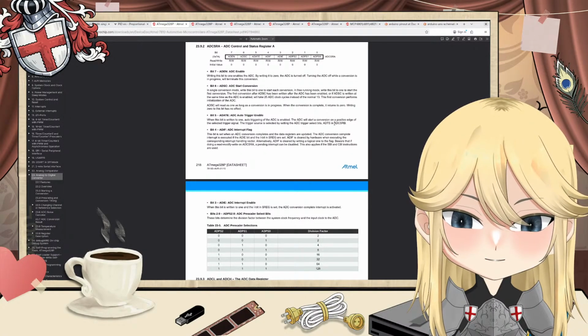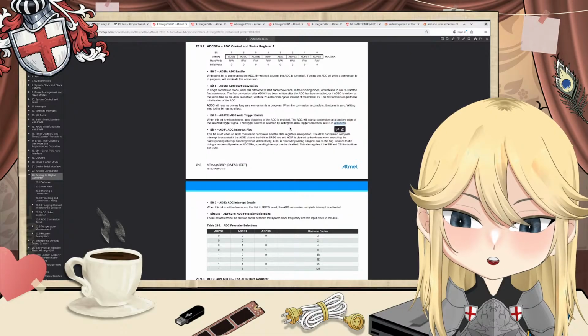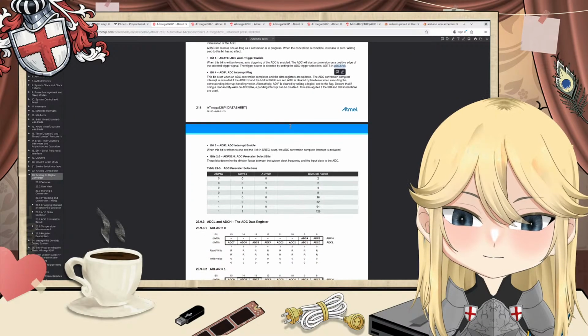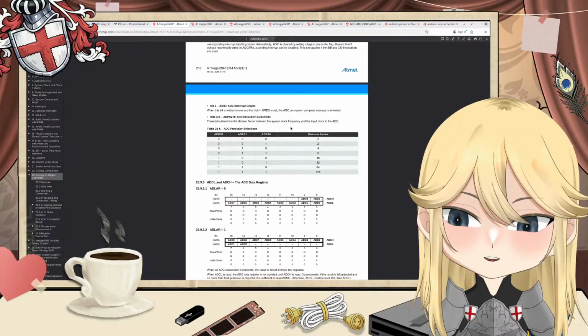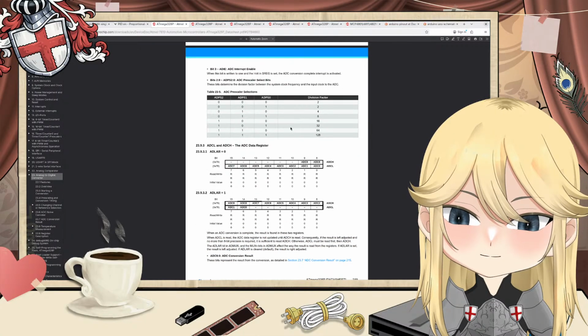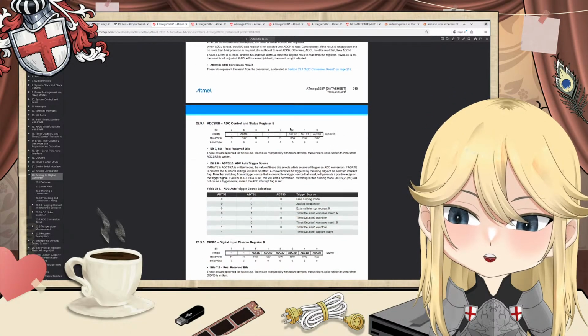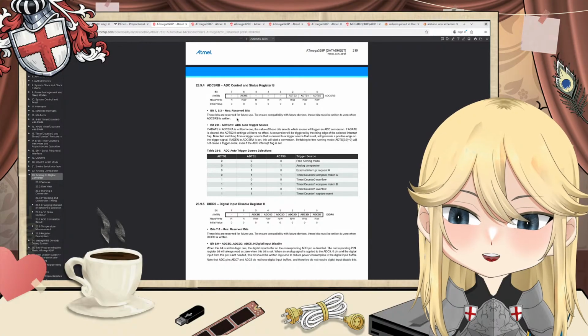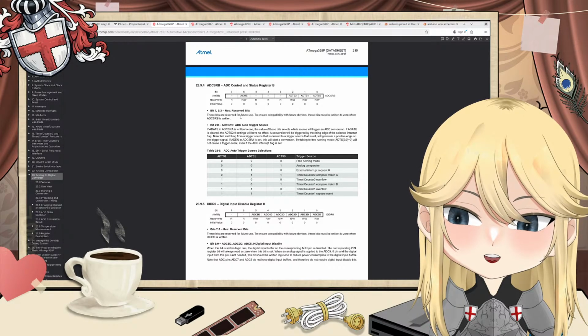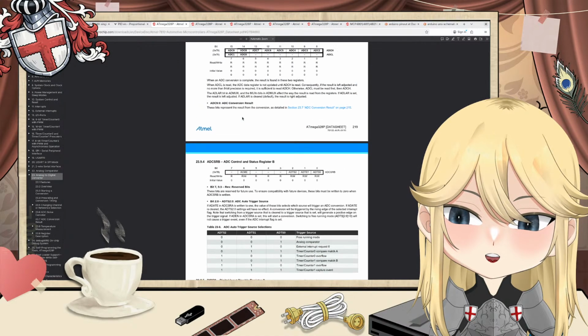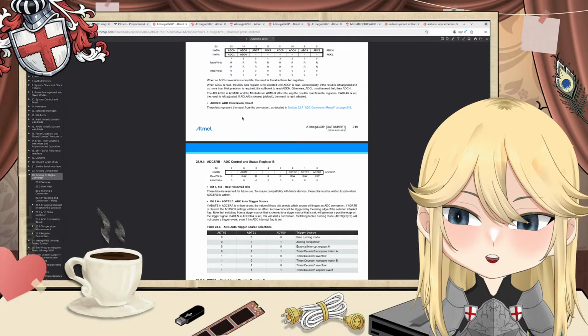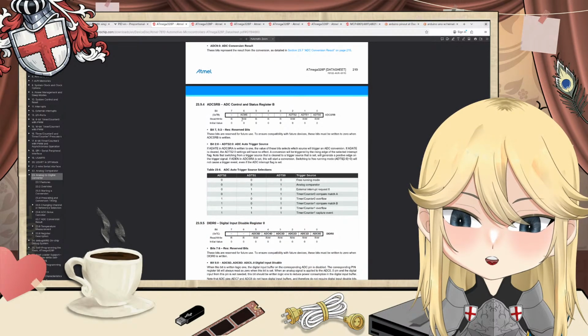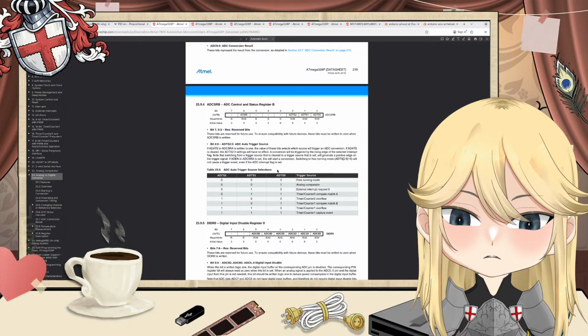Let's see, what is this? Trigger select bits. ADCSRB. ADCSRB, control and status B. ACME 0. Wait, why is ACME not described? Oh.